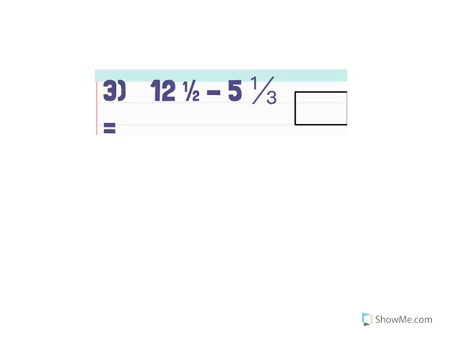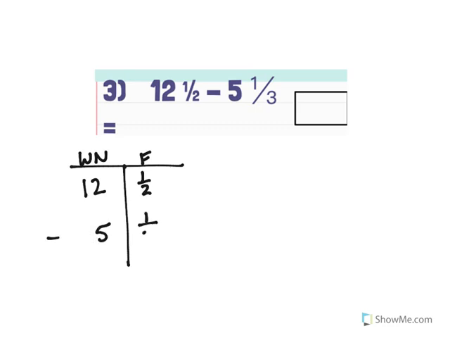Here we have 12 and 1/2 minus 5 and 1/3. We're going to set up our t-chart just like always. 12 and 1/2 minus 5 and 1/3. All right, I see I am ready to subtract. I'm subtracting 1/2 minus 1/3. These denominators are different. We cannot subtract unlike denominators, so we have to find the LCM of 2 and 3.